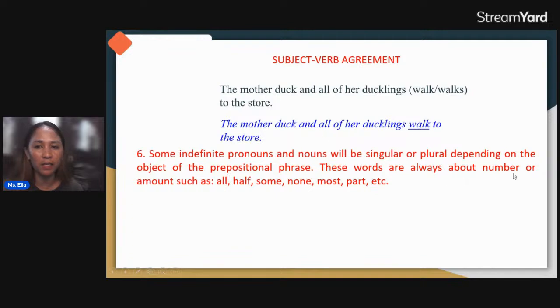Now these words are always about number or amount. We have here all of her ducklings. So the mother duck and all of her ducklings are considered a plural subject. And that means we have to take the plural verb: walk to the store.